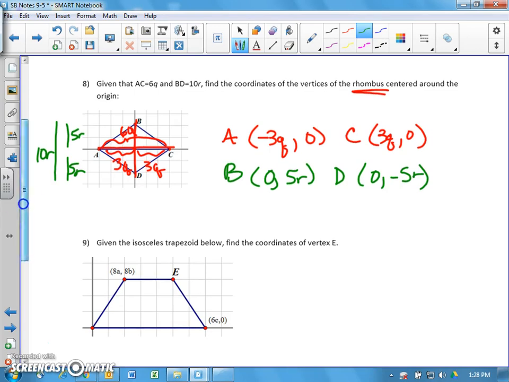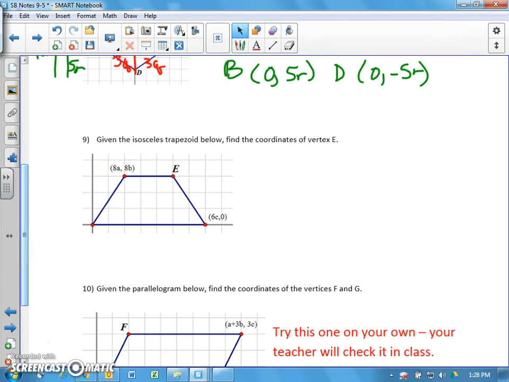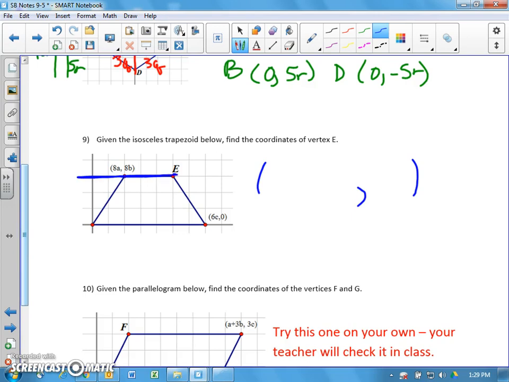All right, let's look at 9. And this is the same kind of deal, but we only have one to find here. We need the coordinates of E. Well, we can see that the y-coordinate is the same y-coordinate that we have for this point right here. So I know this is going to need to be 8b. To get your x-coordinate, what you want to look at is this.